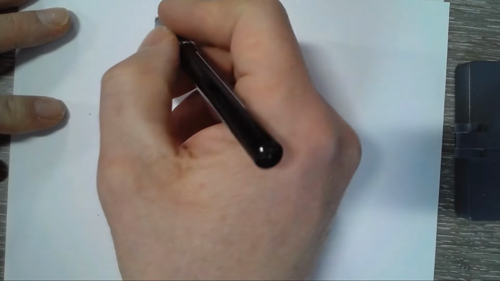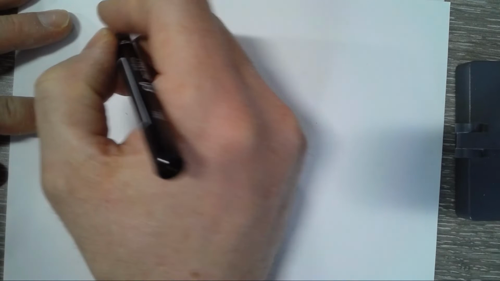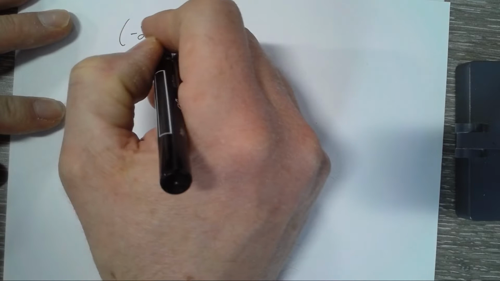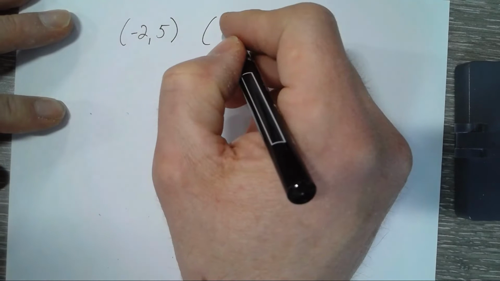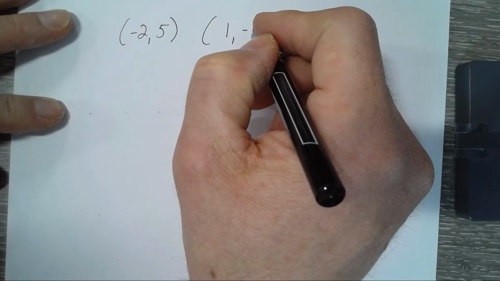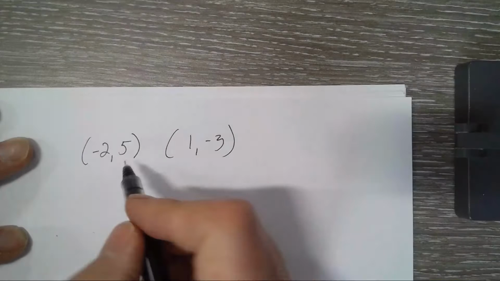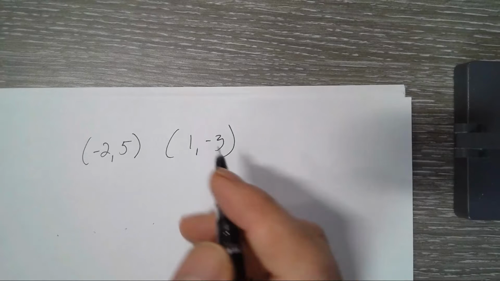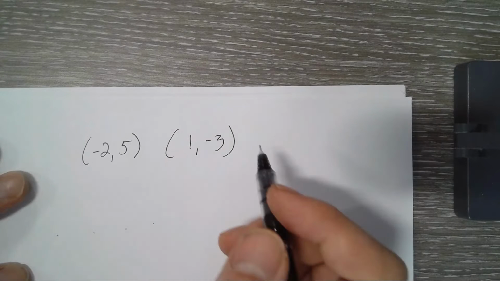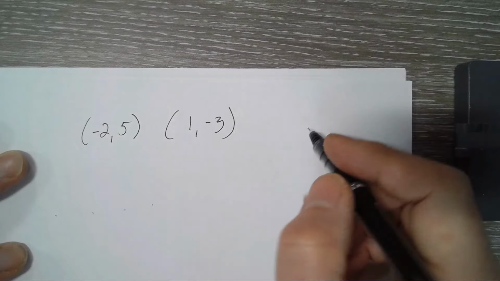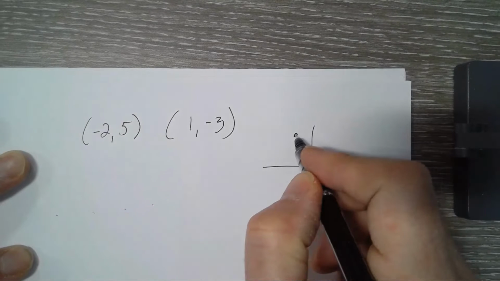Alright, so parametric, I'll show you what it means in two dimensions. Let's say I have two ordered pairs, -2, 5, and 1, -3, or something like that. If this is my initial and that's my terminal, we're finding parametric equations to represent a path going through those points. So -2, 5 is right here, 1, -3 right here.